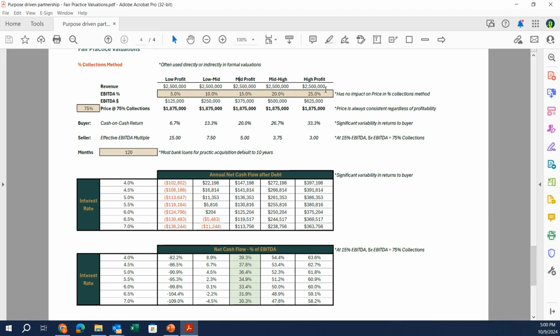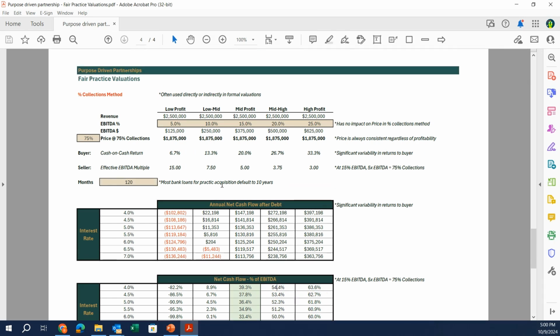When the high profitability practice sells for a percentage of collections, you can see that the buyer then enjoys substantial net cash flow as opposed to 30 or 40% that we saw in the EBITDA approach. They're receiving 50 to 60%. So one of the takeaways is that the percentage of collections method, or a valuation that relies on the percentage of collections directly or indirectly, can result in extreme volatility, and it can be unpredictable.